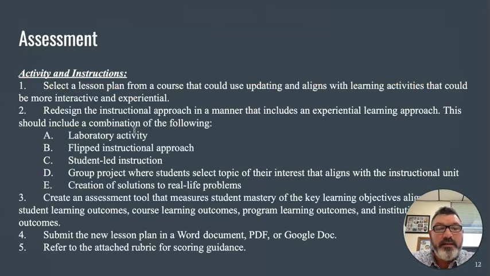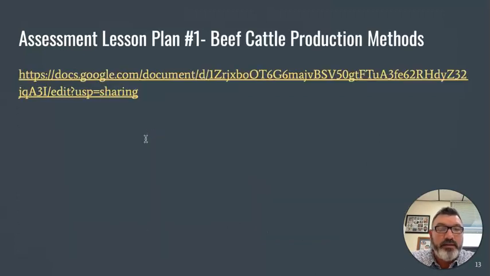Then next, create an assessment tool that measures that student mastery and does it in a more formative way rather than a more summative way, and that aligns with the student learning outcomes of the section, the course learning outcomes, and of course the program learning outcomes. And if you want to map it all the way to the institutional learning outcomes, that's even better. So as you complete this, I want you to submit this new lesson plan in a Word document, PDF, or Google Doc, and then refer to the attached rubric that I've covered here for scoring guidance.